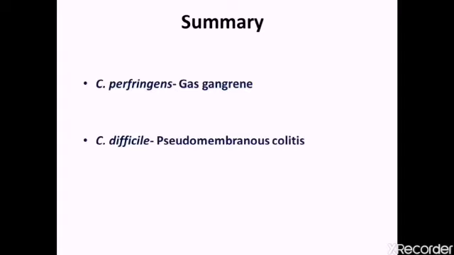Summary: gas gangrene is produced by Clostridium perfringens, and there are also certain other Clostridia which can produce gas gangrene. Clostridium difficile is the most common cause of antibiotic associated colitis and is typically hospital acquired. Risk factors for Clostridium difficile induced diarrhea include extremes of age, or prolonged hospital stay, or living in a nursing home, or any other severe underlying disease, which is another risk factor.